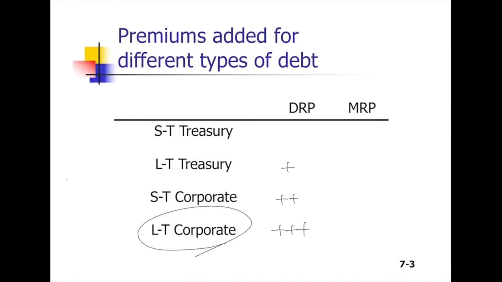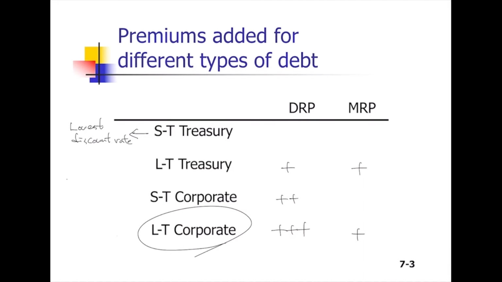The maturity risk premium, which one has more risk? Long-term treasury and long-term corporate bonds have the maturity risk, right? So the firm should compensate for this. So the short-term treasury is much less risky. So it has the lowest discount rate.